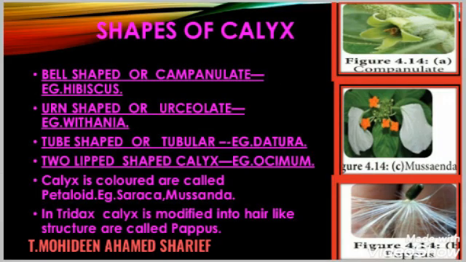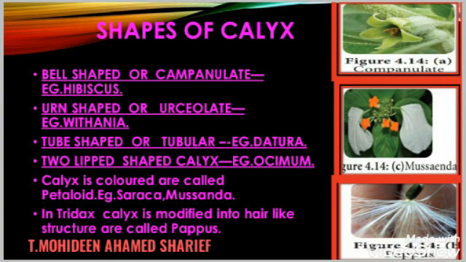Next one is the shape of the calyx. It is bell shaped, also called campanulate, example hibiscus. And urceolate, example Withania. Tube shaped, such as in datura, and two-lipped, example Ocimum. So based on the shape of the calyx, it is differentiated into four types.